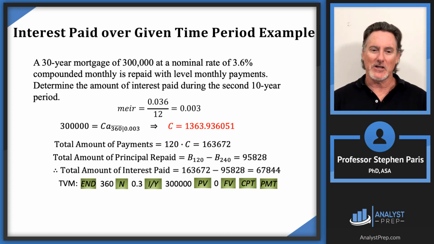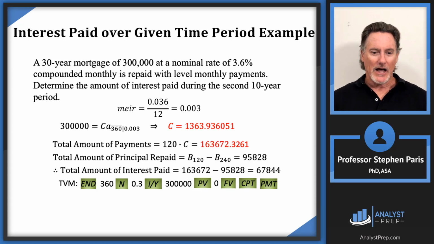I didn't change that in my calculator. I just left that payment in my calculator, and then I multiplied that payment times 120. So I didn't get exactly 163,672. I got this decimal value in my calculator, and that's fine. I just stored that value somewhere in my calculator.